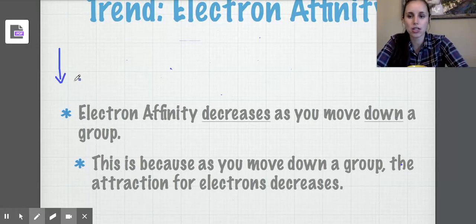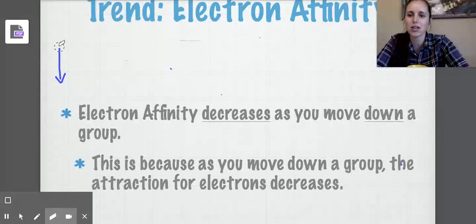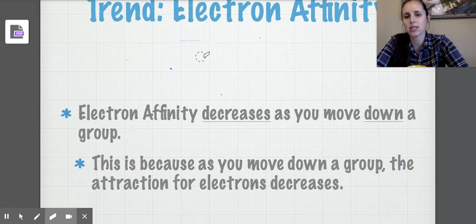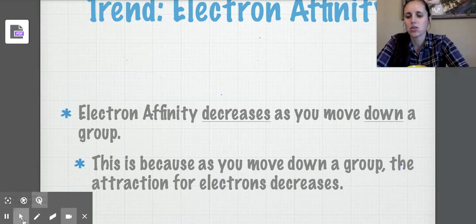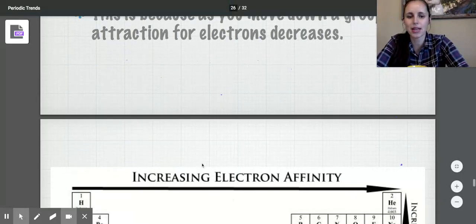Why is that? Shielding effect. Down here, I have way more shells in the way of those outside valence electrons. Since I have more shells in the way, I've got a looser attraction. Up here, there's barely any shells in the way. Since there's barely any shells in the way, I have a very strong attraction between my outside electrons and my positive core.